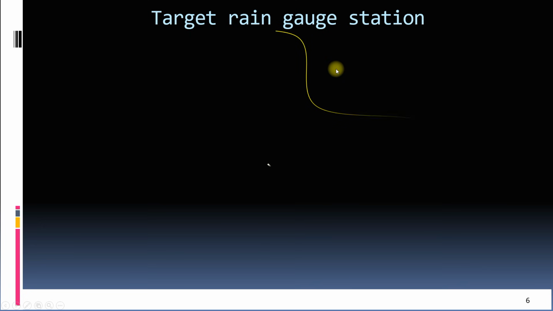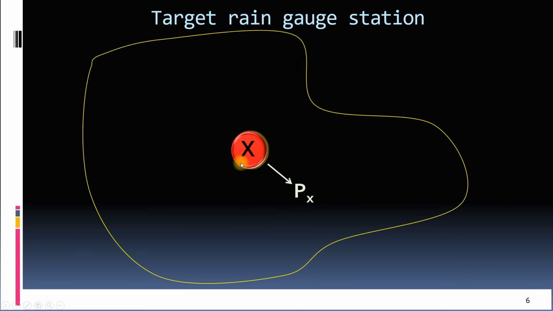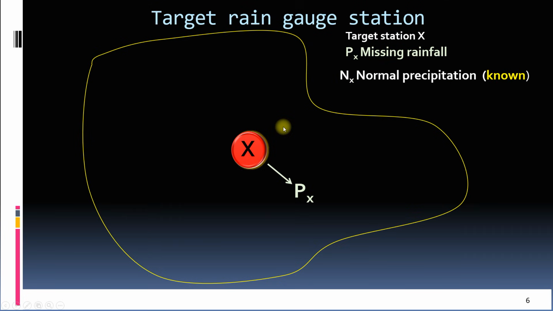Target rain gauge station. This is the station for which the rainfall data is missing. We will denote this station as X and its missing precipitation value as Px. The normal annual precipitation for this target station is Nx. It is usually known from historical records.